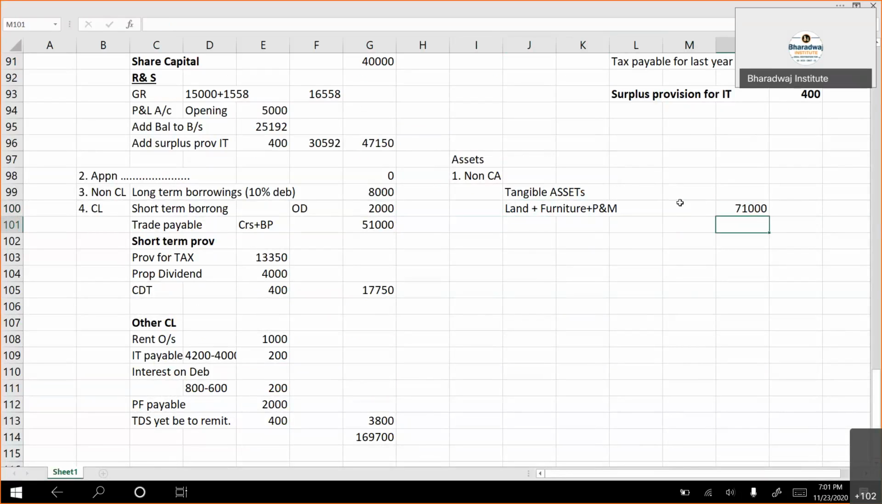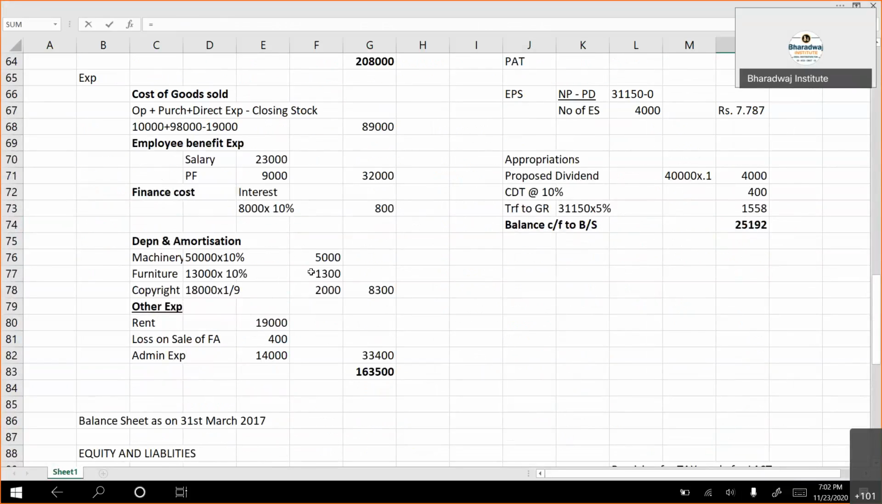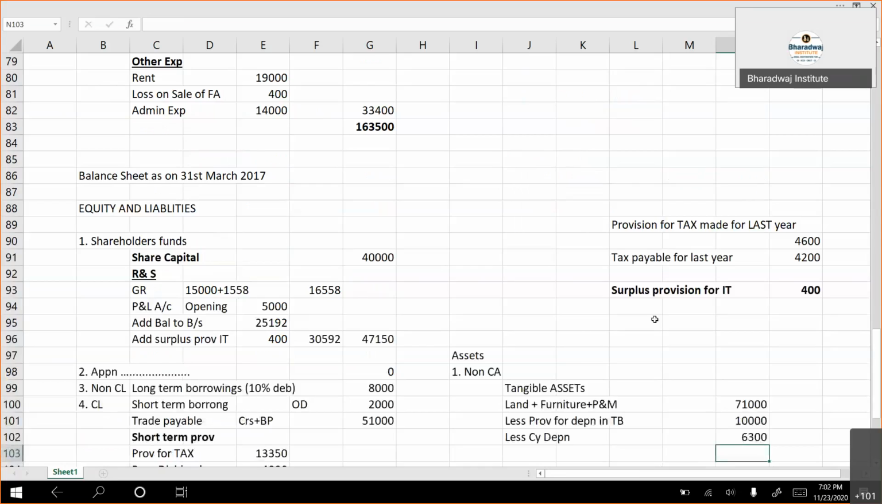Less provision for depreciation, given in the trial balance. What is the provision for depreciation given in the trial balance? 10,000. Less current year depreciation we charged in the P&L account. Only the depreciation part, please. This is machinery plus furniture. Copyright, don't take it here. That will come under a separate heading.